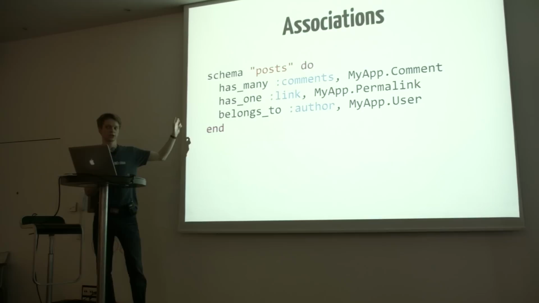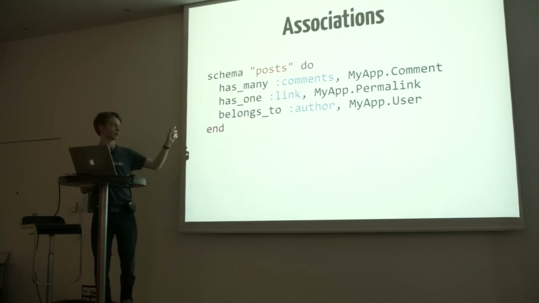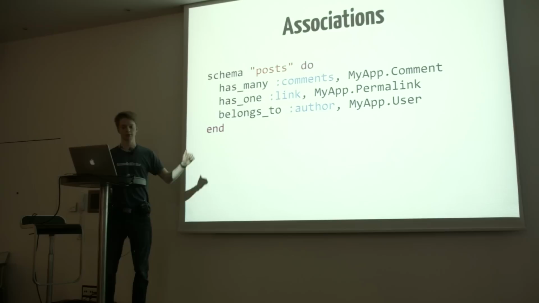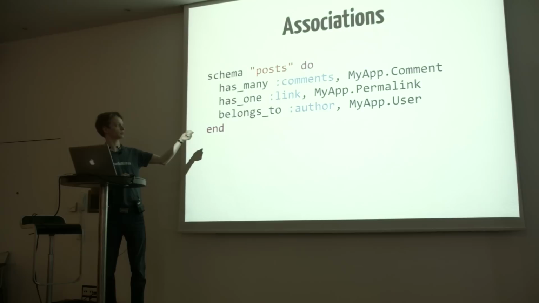So the has associations assume that there is a field on the other side that is called, since this is a post model, it assumes there's a field on the other side called post ID. And that is exactly the field that belongs to will generate. But in this case, it will be a user ID, right? Here will be a user ID.